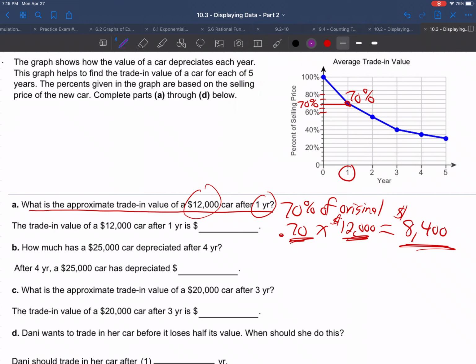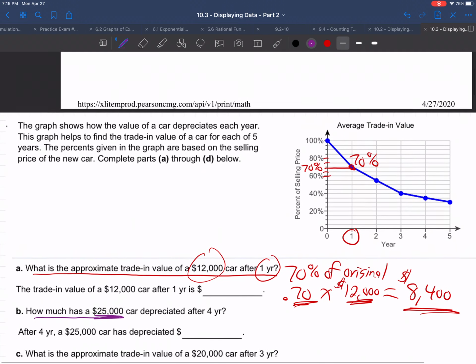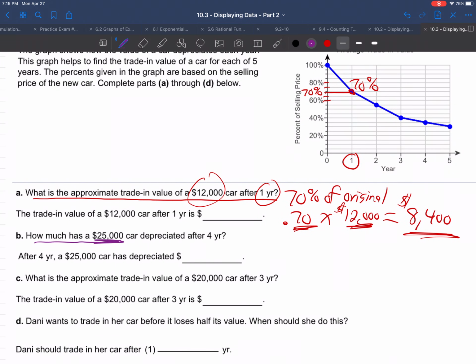Next question: how much has a $25,000 car, so what if it cost $25,000 originally, how much has it depreciated after 4 years? So at 4 years, it's right here. And that looks like 35%. So after 4 years, it's at 35% of its value.